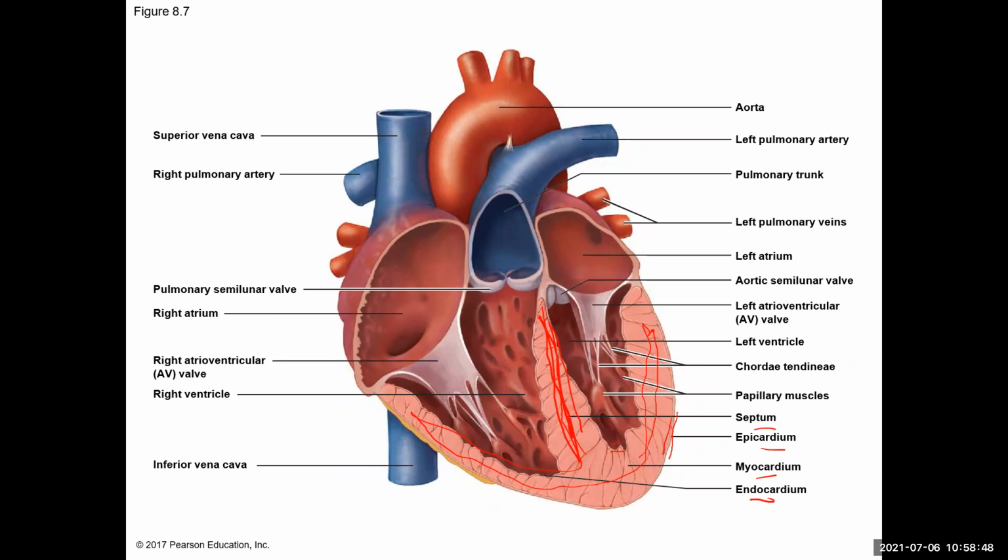And then we also have papillary muscles and the chordae tendineae. And so papillary muscles are the muscles here, and then the chordae tendineae is what holds the valve in place. You generally won't be asked those on our exams. We'll mainly be focusing on the major structures. Okay.